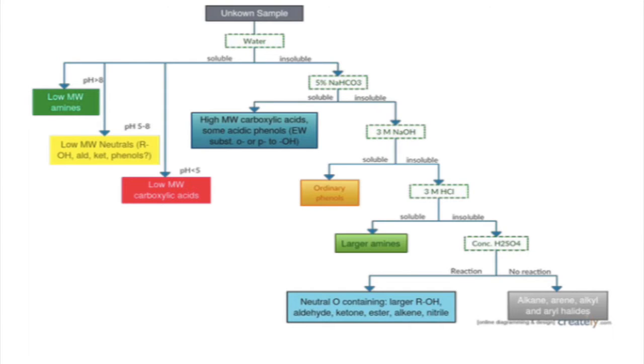If we look at the solubility flow chart, solubility in water and a pH above around 8 suggests that the compound is a low molecular weight amine, as seen in the green box on the left. The smell of rotting flesh and ammonia is consistent with these results.